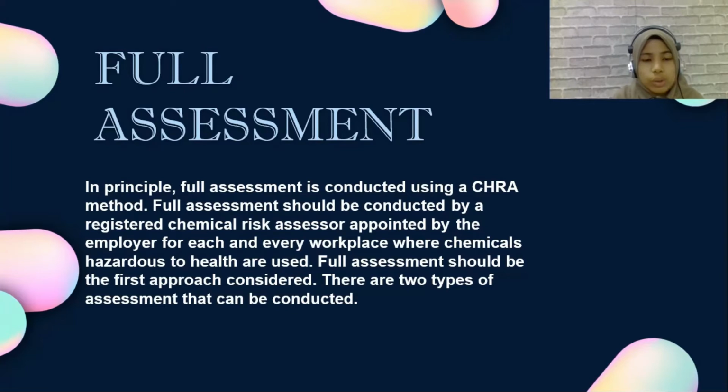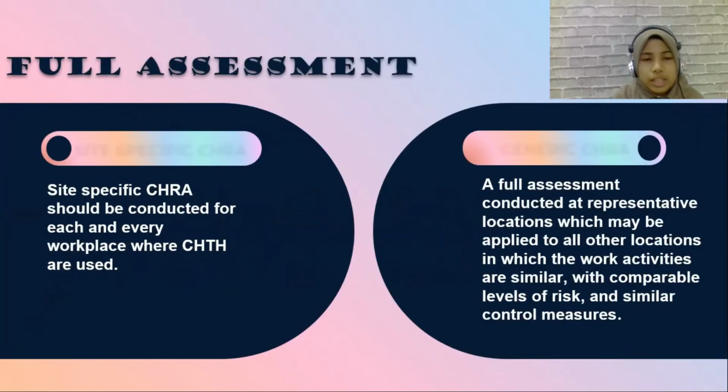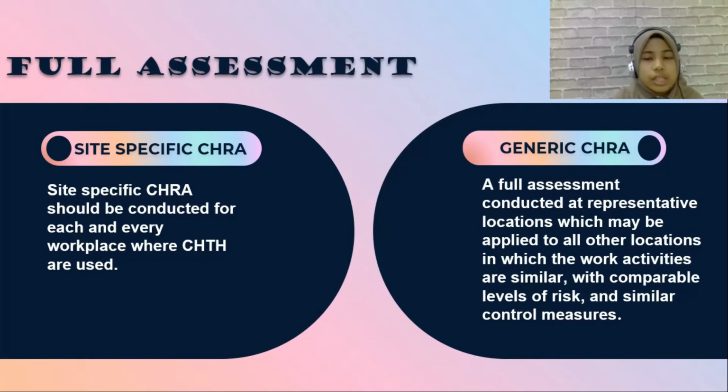There are two types of assessment that can be conducted. The first one is site-specific CHRA, and the second one is generic CHRA. The site-specific CHRA should be conducted for each and every workplace where chemicals hazardous to health are used, while for generic CHRA, a full assessment is conducted at representative locations, which may be applied to all other locations in which the work activities are similar, with comparable levels of risk and similar control measures.